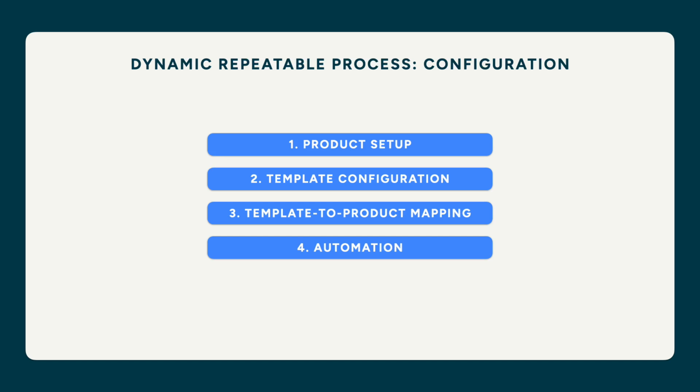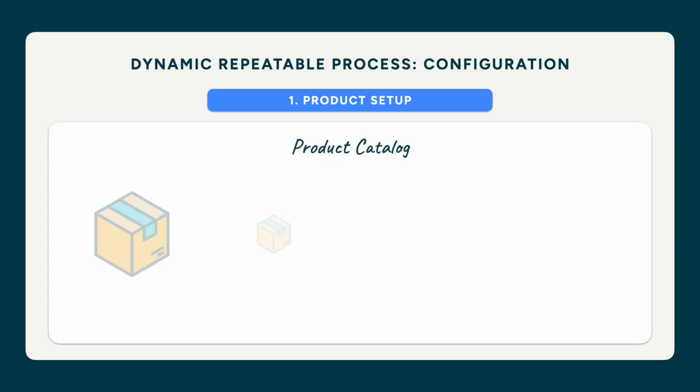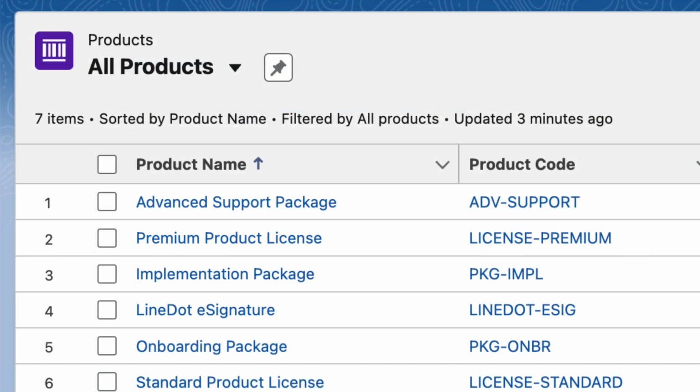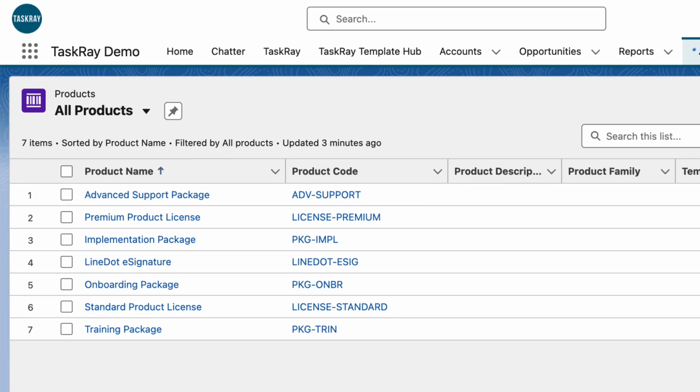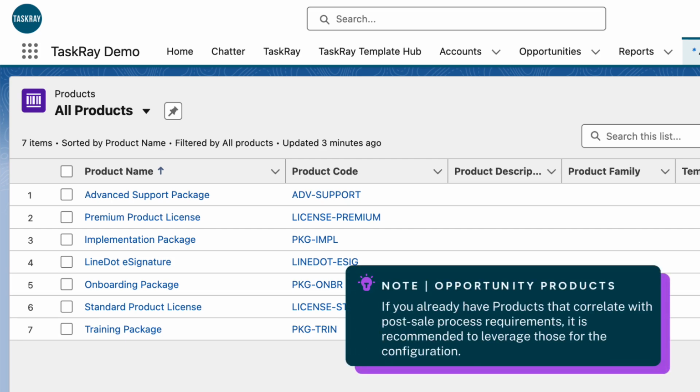The first step is to outline the products that will be incorporated in structuring the post-sale process. Think of products as your catalog of offerings, which can include things like product licenses or services that your organization offers to customers. It is possible that this is already in place in your org. If you already have products that correlate with post-sale process requirements, it is recommended to leverage those for this configuration.